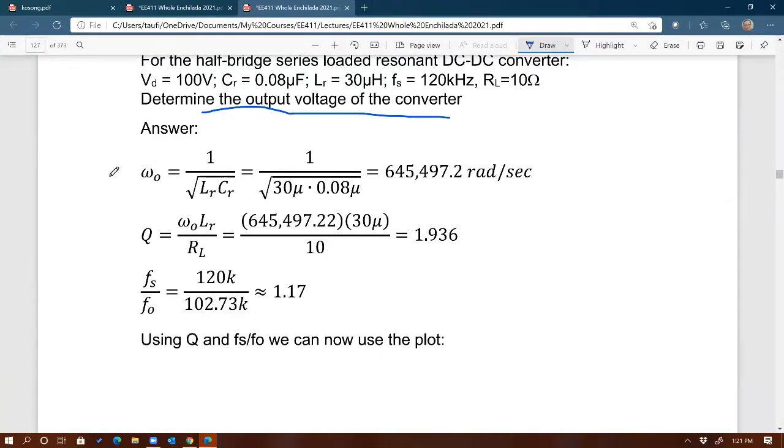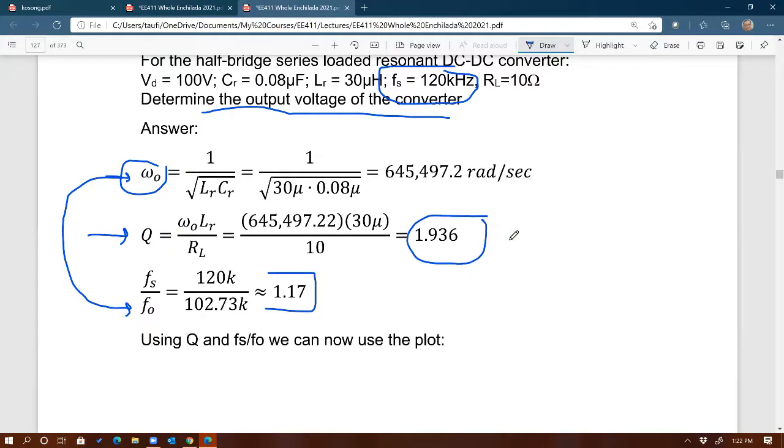So I found omega naught from L and C, and then I found the Q, and I found the ratio of Fs over F naught. F naught you get from omega naught divided by 2 pi. That gives you F naught. And then the switching frequency, that's given, isn't it? Yeah, right there. So now you have the ratio of the frequencies. That's going to go on the x-axis of the graph. And then you have the Q value right there, which is equal to 1.936.